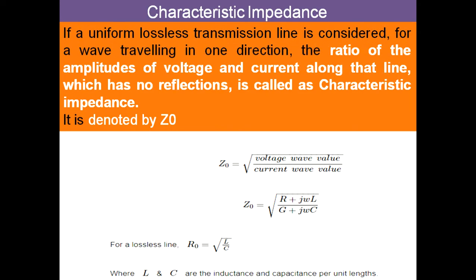Next we are going to see the characteristic impedance. What is the characteristic impedance? For any transmission line, the characteristic impedance is represented by Z0, which is the ratio of voltage by current. Here, this is the general equation, and if it is a lossless line, the resistive part is equal to 0 and the conductance is also equal to 0. So the resultant for the lossless line is equal to root of L by C.